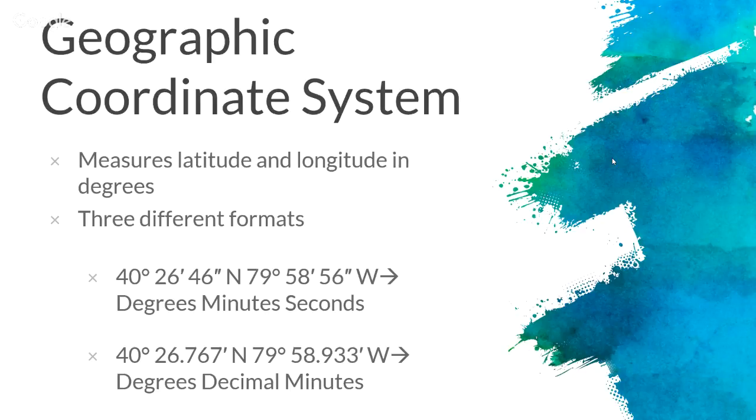We can also see it as degrees, decimal minutes. It's the same exact coordinate system. It just takes away the seconds and does the math to put the minutes into 58 point something. This is probably the most popular used if you use a GPS.